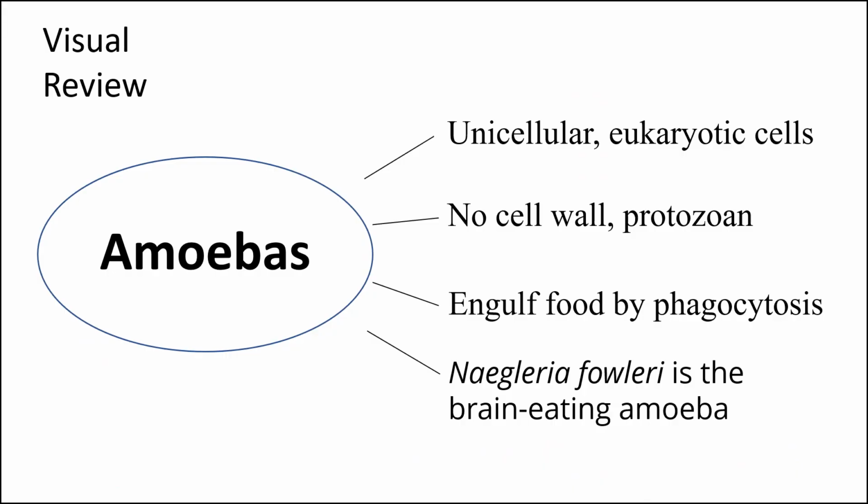All right, this is just a visual review. You don't have to write this down in your notes because there's no spot for you to do it. We're just going to remind you that amoebas are unicellular. They do not have a cell wall because they're a protozoan or an animal-like protist. They engulf their food by phagocytosis, and this was the brain-eating amoeba.